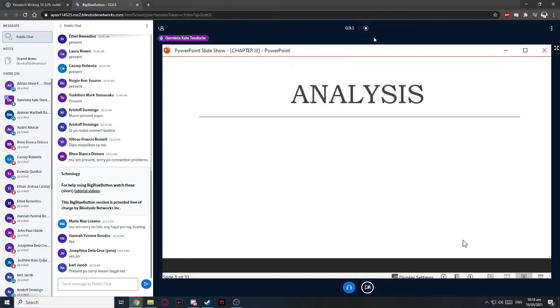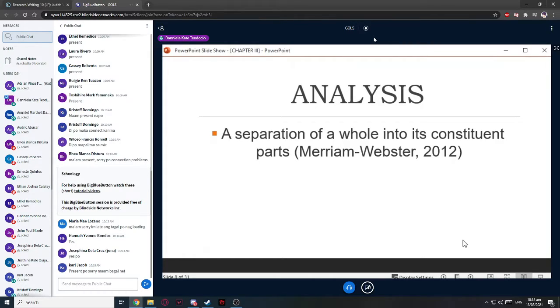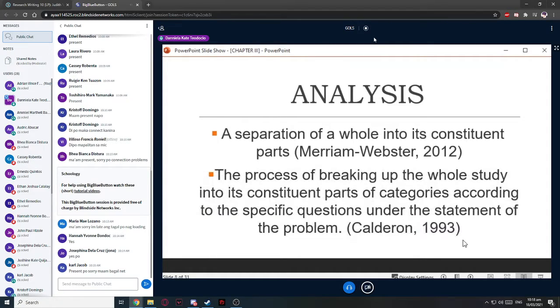Now, let's move on with analysis. According to Merriam-Webster of 2012, analysis is a separation of a whole into its constituent parts. Also, it is the process of breaking up the whole study into its constituent parts or categories according to the specific questions under the statement of the problem, according to Calderon of 1993.